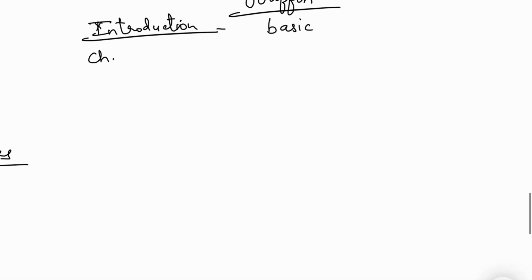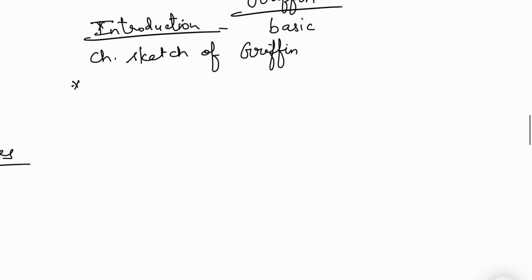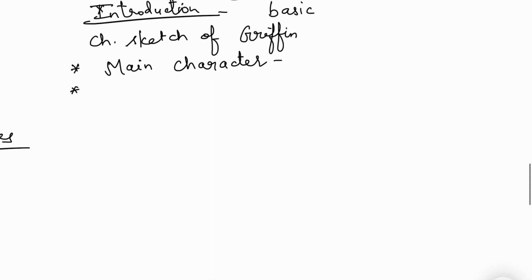Now suppose we are to write the character sketch of Griffin. First of all we need to mention the introduction of the chapter, a basic introduction. Then the character sketch of Griffin. So the first point would be main character. Only two lines we have to write. Griffin is the main character of the story. The whole story revolves around him.